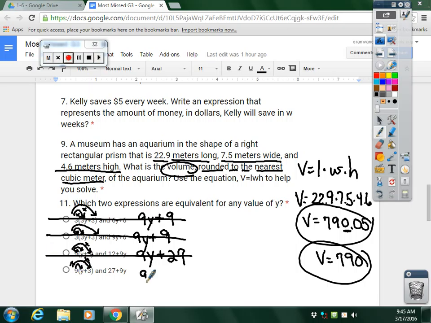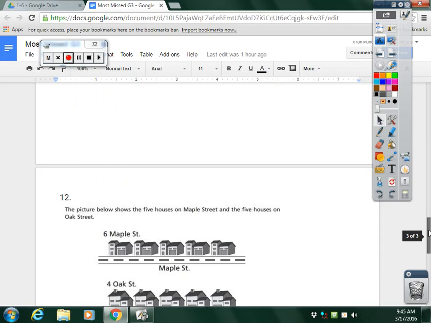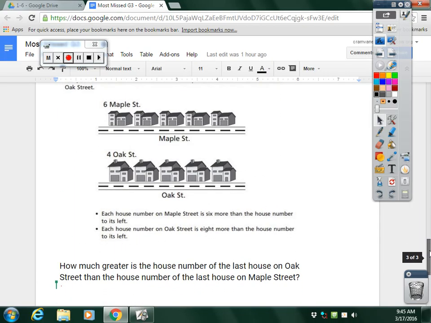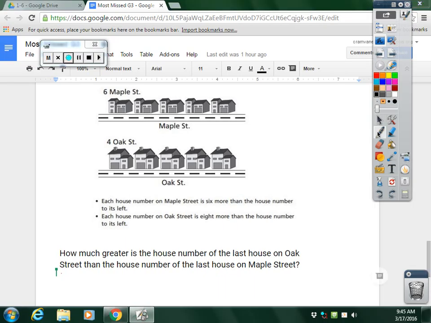9 times y is 9y. 9 times 3 is 27. This is the correct one. All right, last one. If you're wondering where we're getting these, these are old New York State math questions, okay? So you have some houses on Maple Street. You have some houses on Oak Street. This was a part 3 question, I think, 2 years ago.